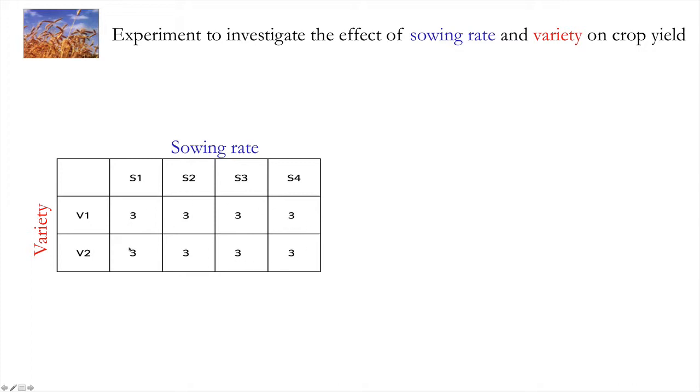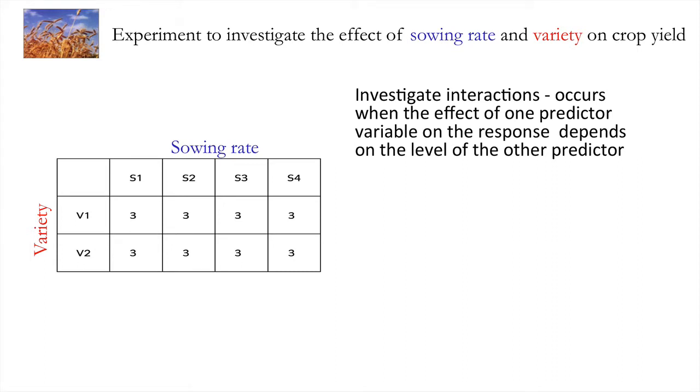But in this case, we can actually look at both the effect of variety on yield and also the sowing rate on the yield, and actually look at the interaction, because it may well be that the effect of variety is important in that V1 gives a higher yield, for example, but only at these sowing rates and not at those sowing rates. So this type of design allows us to investigate interactions, i.e. when the effect of one predictor variable on the response depends on the level of the other. We've got things covered because with this simple design we've got all of the combinations nicely evenly matched.